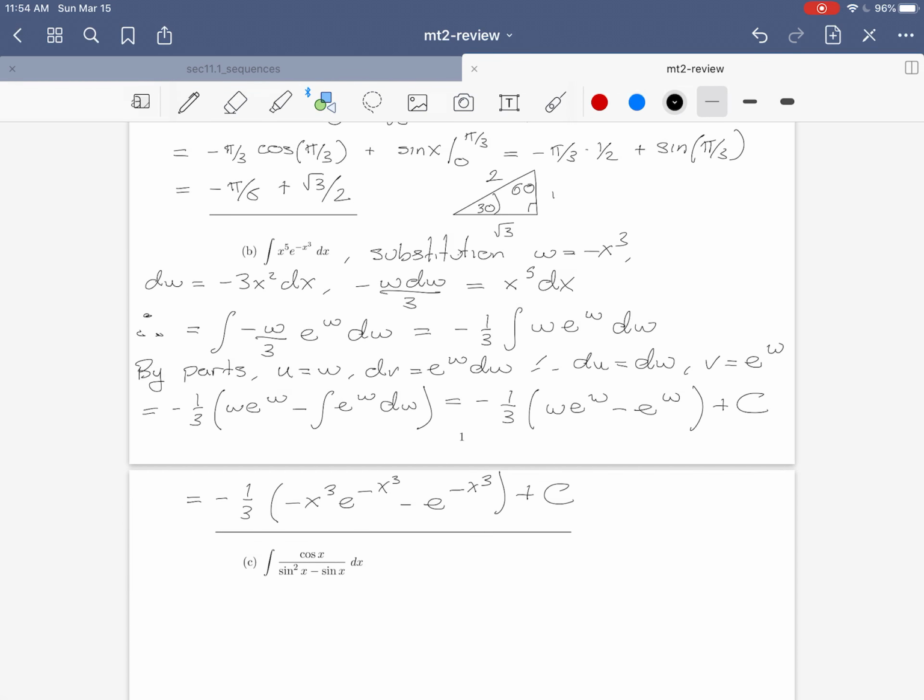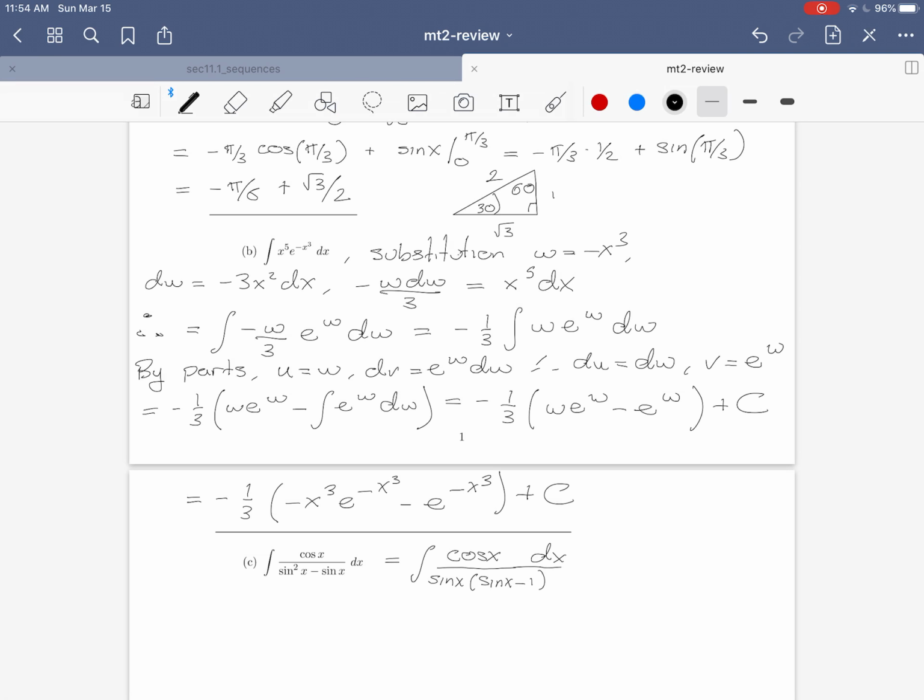So moving on, let's do another integral. Now we have another indefinite integral, of the form the integral of cos x divided by sine squared x minus sine x. First thing we're going to do here, let's factorize. So this is cos x divided by sine x times sine x minus 1 dx.